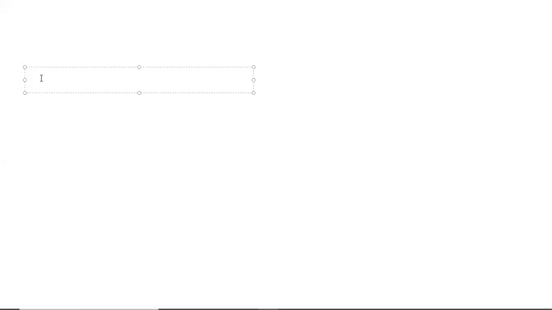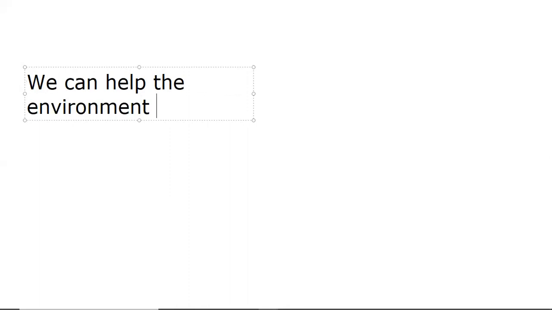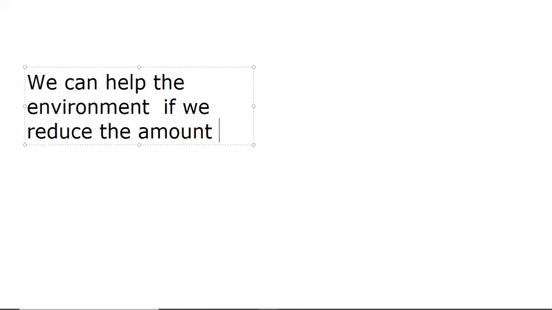Ashley, we can help the environment if we reduce the amount of energy we use. Exactly, thank you very much. We can help the environment if we reduce the amount of energy we use.